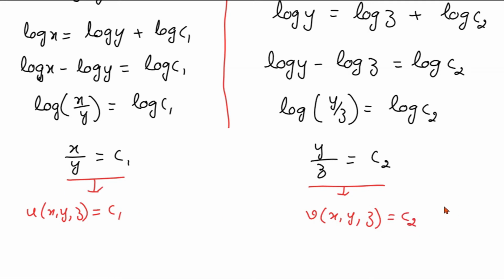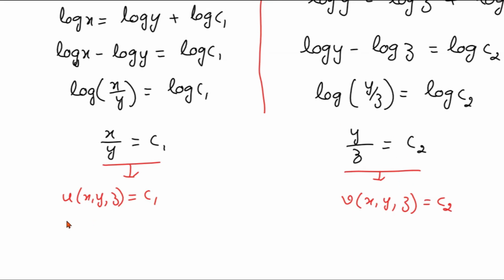Once you have got it, the final solution that you have to write is in the form of phi of u comma v is equal to 0. This is how you have to write. U is the left hand side value and v is the left hand side value over here.